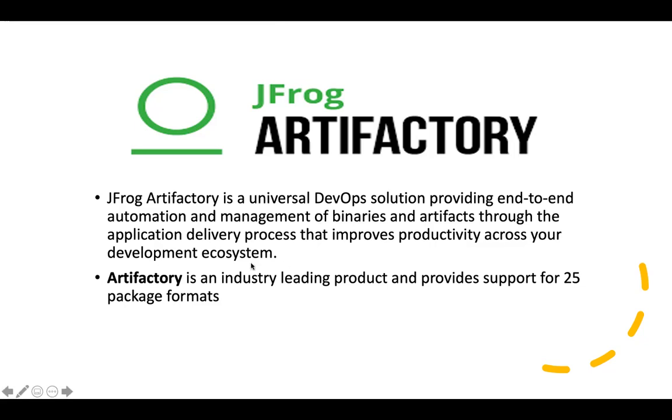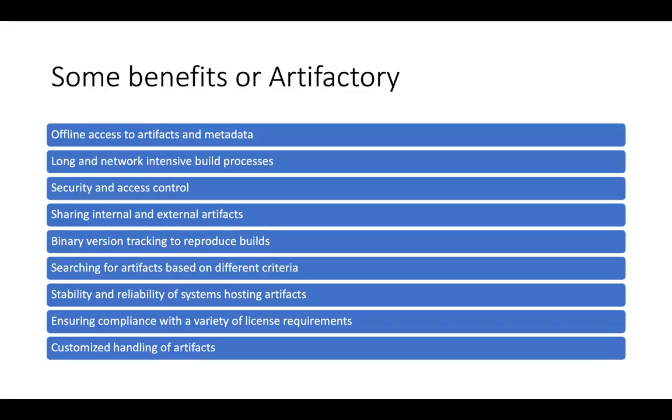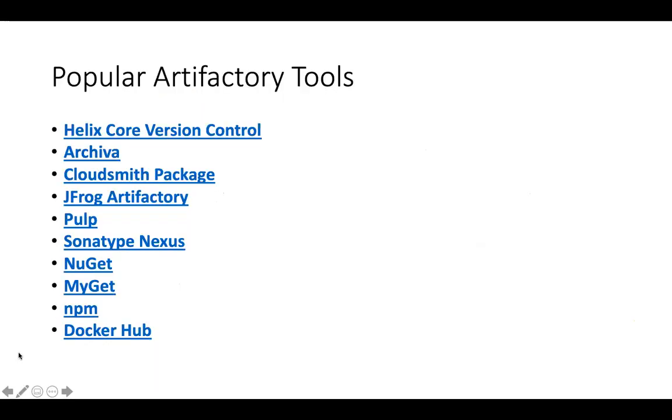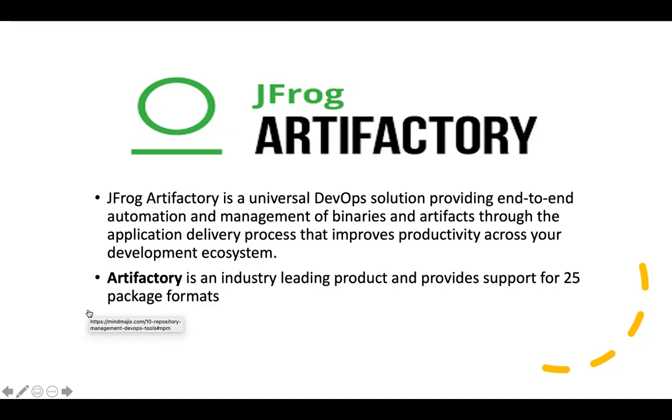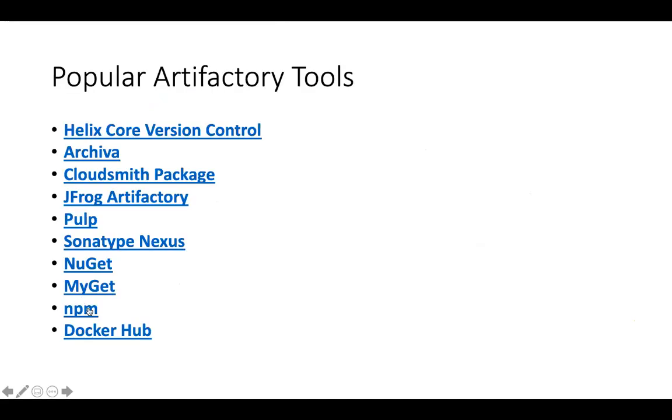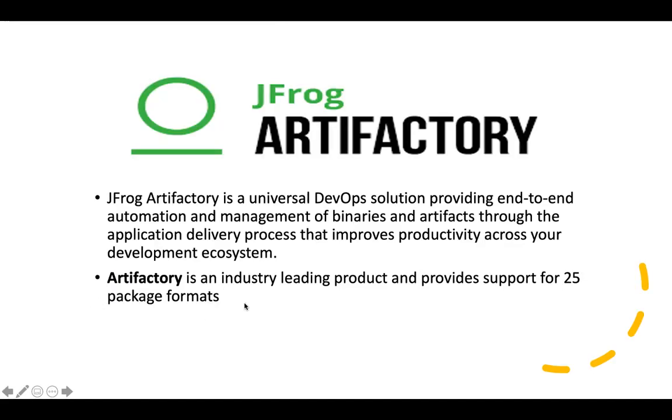development ecosystem. And you see this, it says Artifactory is an industry-leading product and provides support for 25 package formats. Package formats are like the WAR file, the jar file we talked about. It could be like NPM, those are package formats, and different formats depending on the application type, the language they're using. Maybe it's Java, maybe it's Node.js. Node.js would be NPM for the formats, and many others.